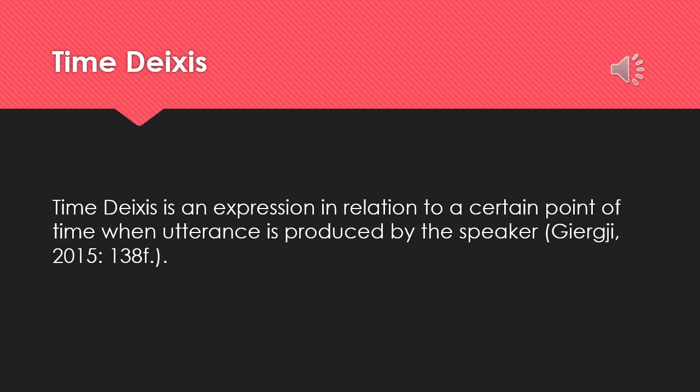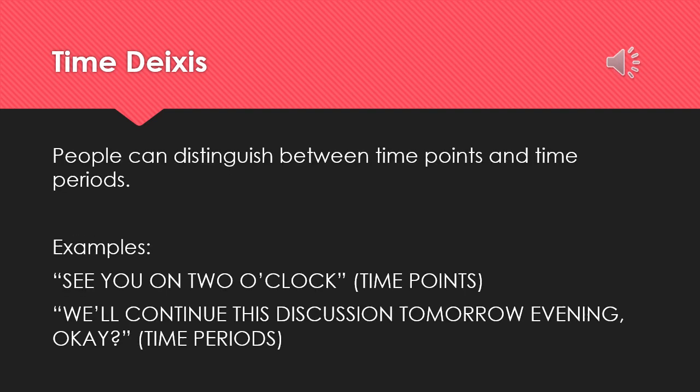The next is time deixis or temporal deixis. It is an expression in relation to a certain point of time when the utterance is produced by the speaker. According to Kierkegaard, people can distinguish between time points and time periods. For example, see you at 2 o'clock. It's a time point because it's pointing to a time. And we'll continue this discussion tomorrow evening. Okay, it's a time period because he or she didn't mention the exact time, so it could be a long time.